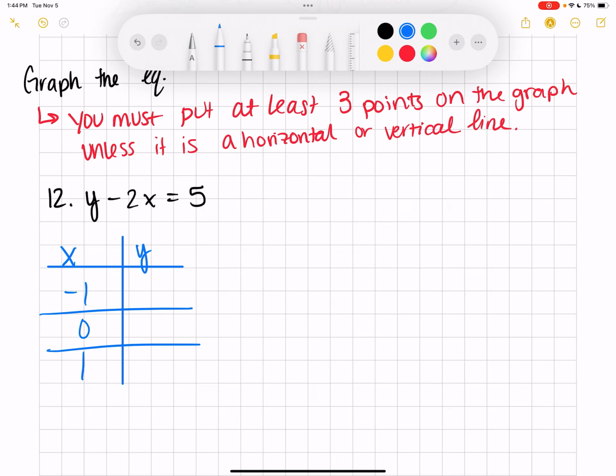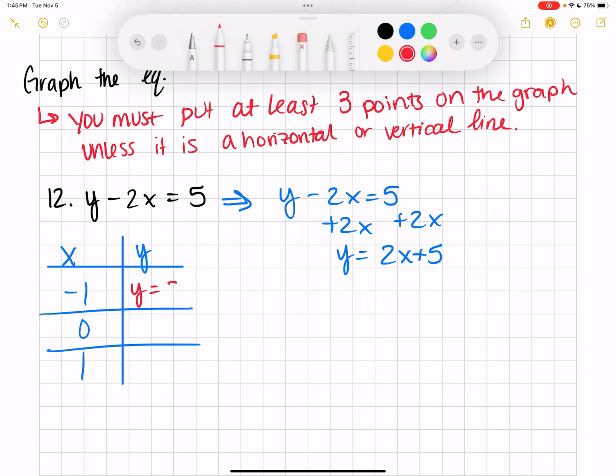Let's get y by itself first. So y minus 2x equals 5. How do I get y by itself? Add 2x. So I have y equals 2x plus 5. So when I plug in -1, y equals 2 times -1 plus 5. What is 2 times -1? -2. And then plus 5? 3. So this is going to be the point (-1, 3).